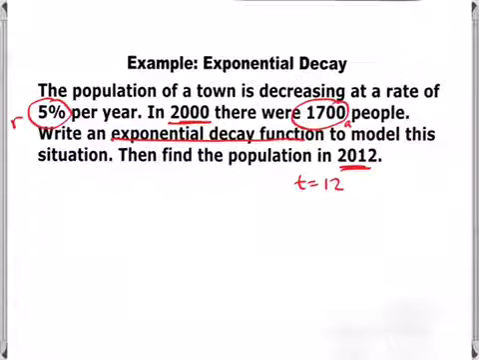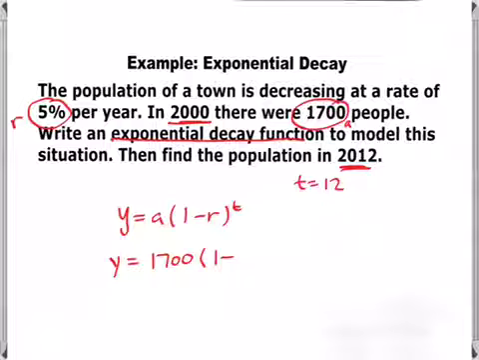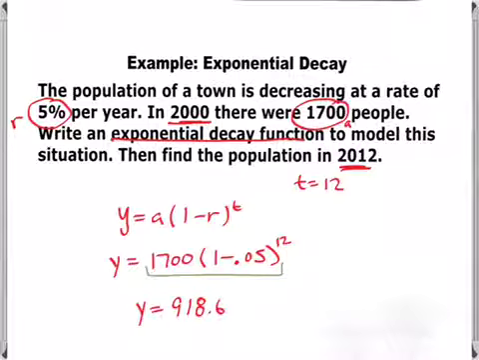So we're going to plug this into our exponential decay function. So y equals a times 1 minus r raised to the t power. And now we plug in what we know. We're looking for y. The initial value is 1,700 people. 1 minus your rate, well, your rate is 5%, so 0.05, raised to the 12th power. So once again, you want to put this in your calculator to figure out how many people are left after 12 years. And after 12 years, we should have right around 918.6 people. We can't have partial people, so you could say 919. Or if you wanted to round down because it's on the decrease, you'd say 918 people.